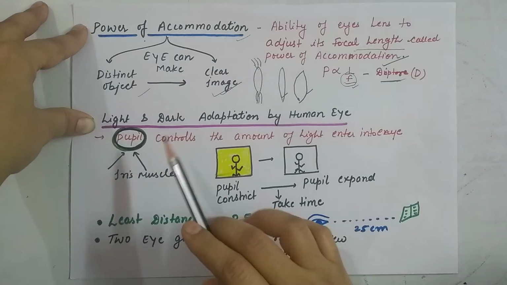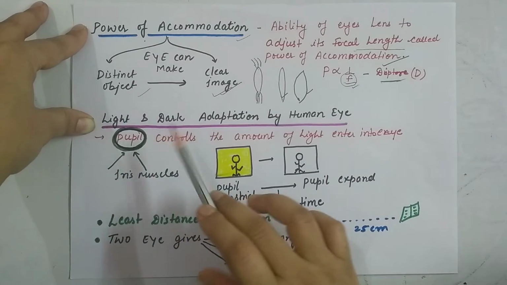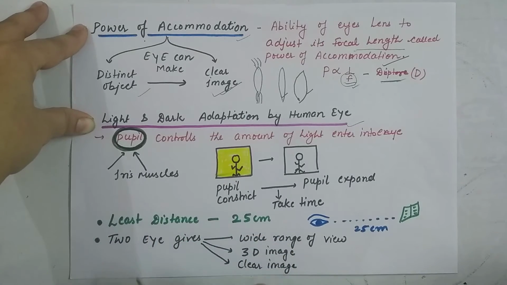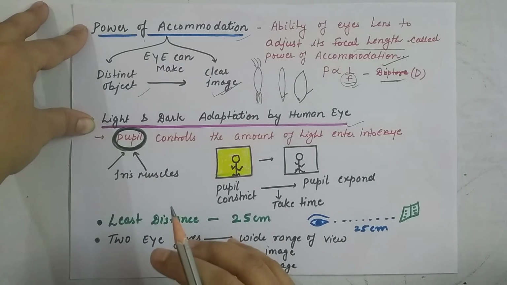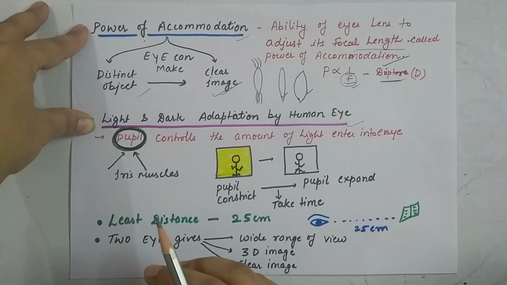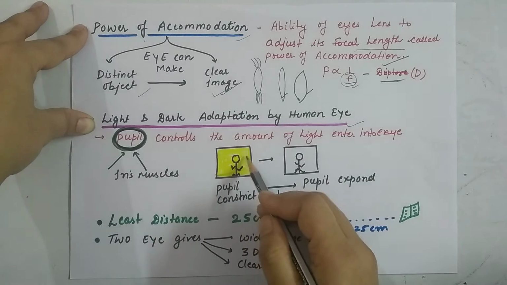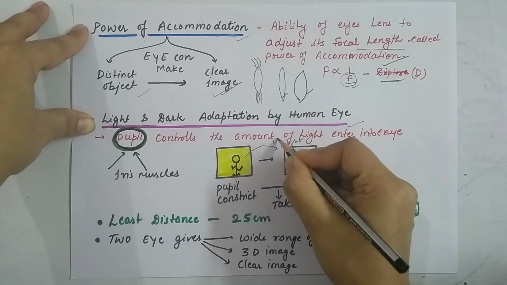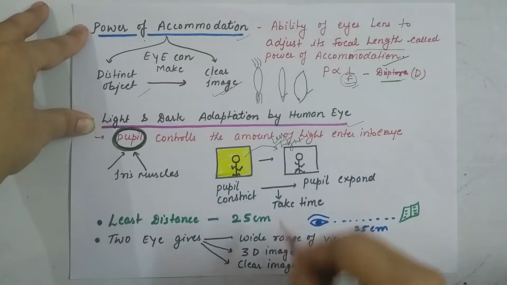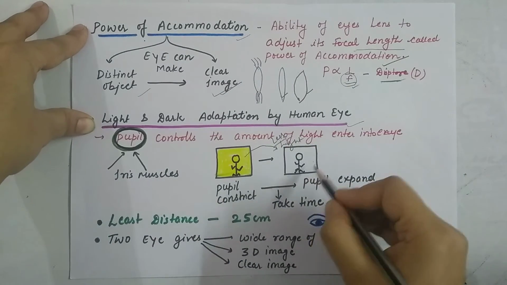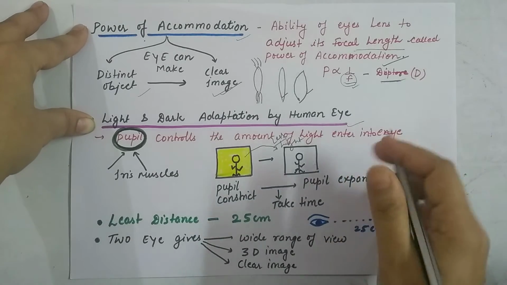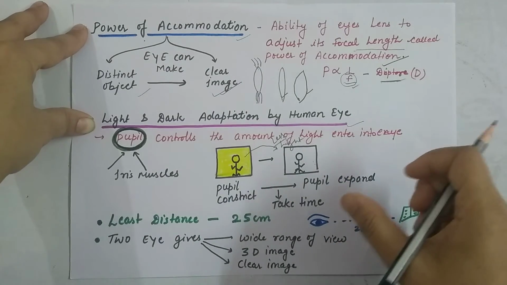Now, the second thing: light and dark adaptation by the human eye. Whenever you come from the playground, where you were playing in the morning or afternoon, and suddenly go from more light to less light into your room, you suddenly find darkness, and you are not able to see anything.